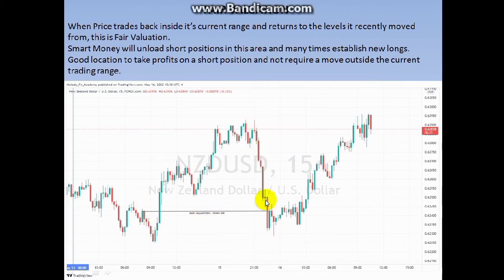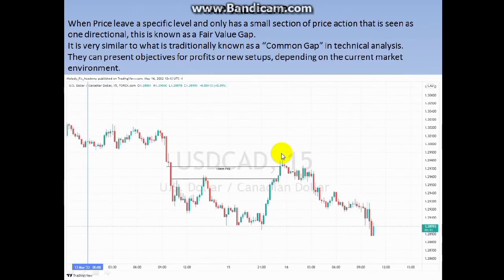So with fair valuation, smart money will unload their short position, which they probably acquired up here, and many times they are going to establish new long entries. As you can see, they bought some new position right here, and price went off and they offloaded it right here. So that is fair valuation.